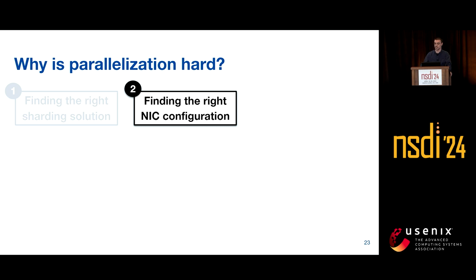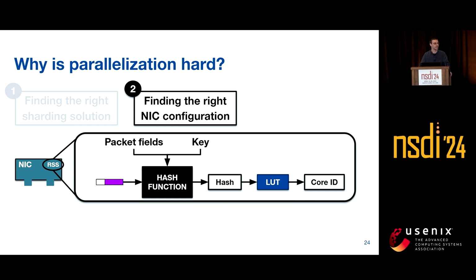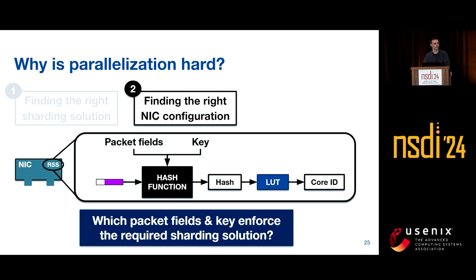The second reason why parallelization is hard is that even if we know how to shard state to avoid synchronization, we need to know how to correctly forward packets to cores in order to enforce the sharding solution. This distribution of packets among cores is done in the NIC by a process called receive-side scaling, or RSS for short. This process runs for every single packet and extracts a configurable set of packet fields from every packet, feeds them to a hash function, which combines them with a configurable key, which then outputs a hash that is used to infer to which core to send a packet. Now the question is, how can we configure this mechanism, or more specifically, what are the keys and packet fields that enforce our required sharding solution?